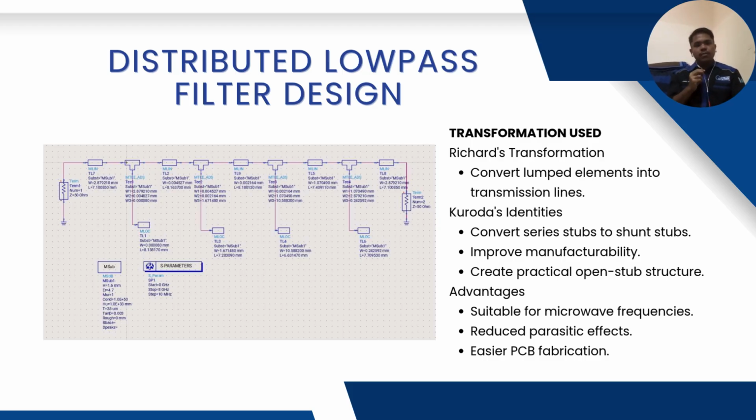After verifying the lumped filter design, the circuit was converted into a distributed low-pass filter. Richards transformation was used to replace the lumped inductors and capacitors with transmission lines. Then Kuroda identities were applied to convert series stub into shunt stub and create a practical open stub structure. This distributed implementation is more suitable for microwave frequency application because it reduces parasitic effect and can be fabricated more easily on a printed circuit board.